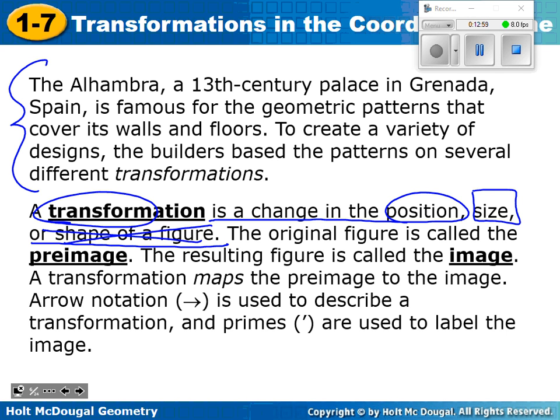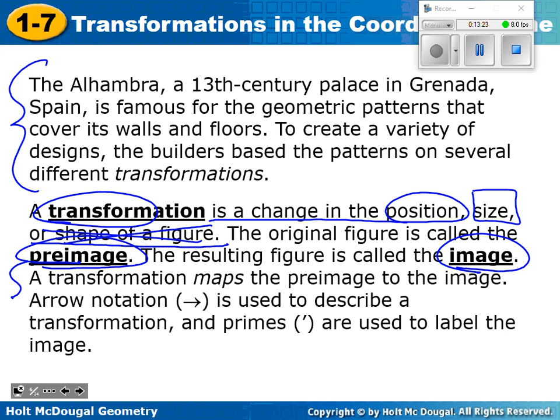Anytime that we take a shape and we transform it, it's still going to be the same shape. It's going to move, and it might get bigger or smaller later, but it's never going to change from a triangle to a circle or a circle to a square. Okay, it's going to be the same shape. The original figure will be your pre-image. The resulting figure is the image. So you're going to start with the pre-image. The result's going to be the image.